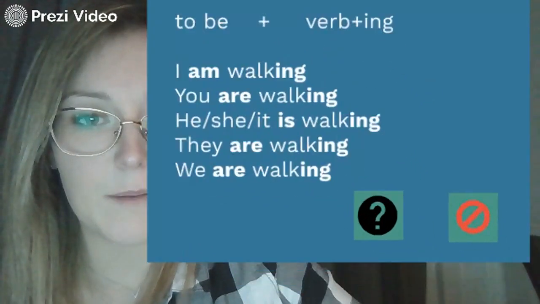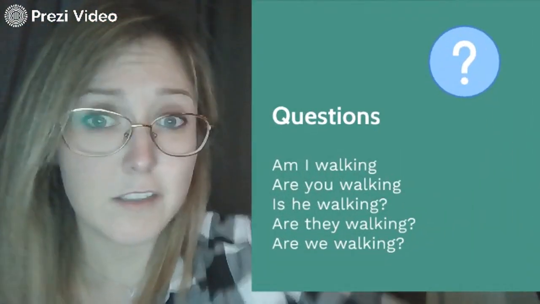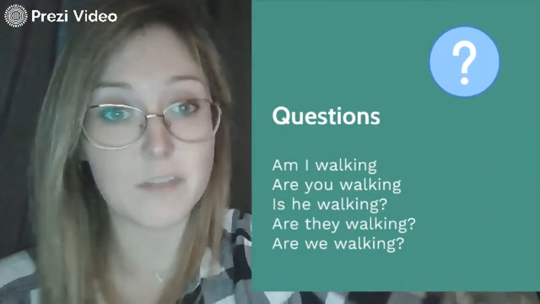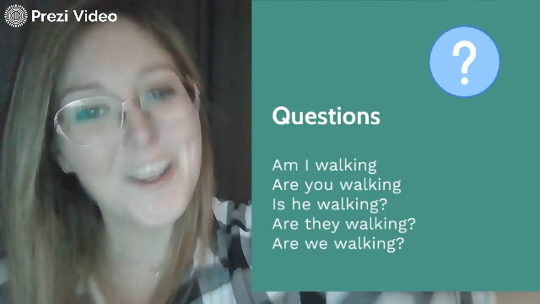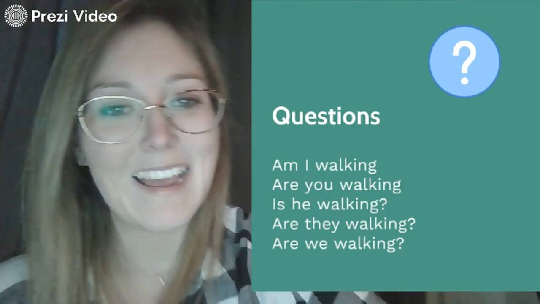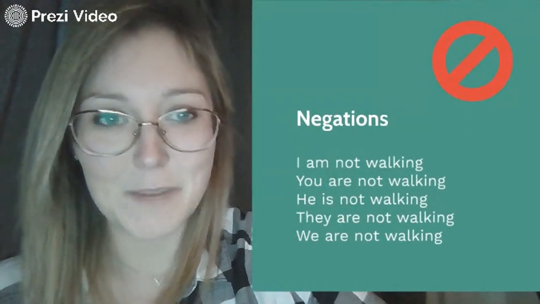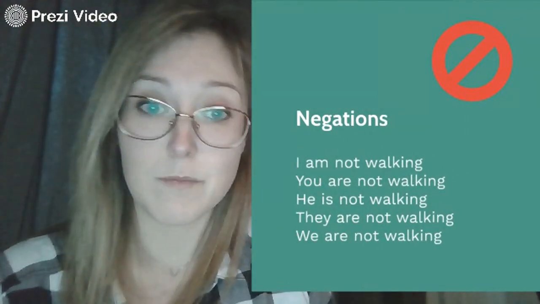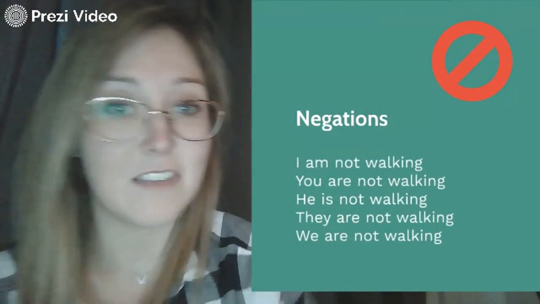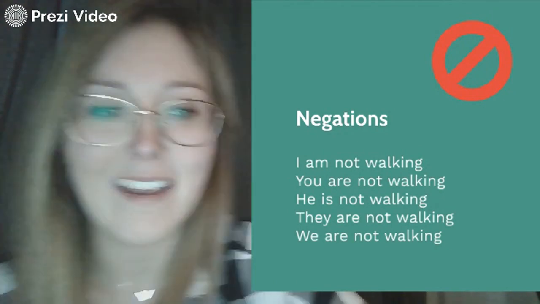Now, how do you make a question? You just turn it around. So it becomes, am I walking? Are you walking? Is he walking? Etc. How do you make a negation? You add not. I am not walking. He is not walking. We are not walking.